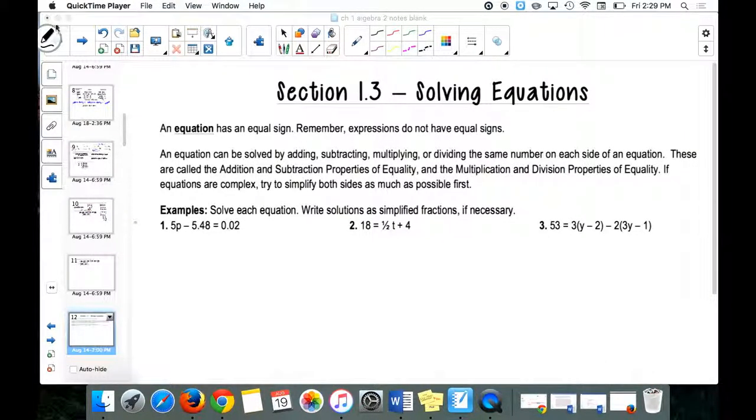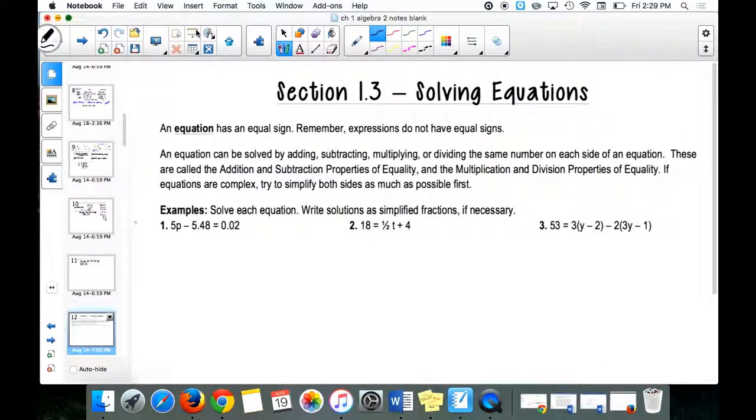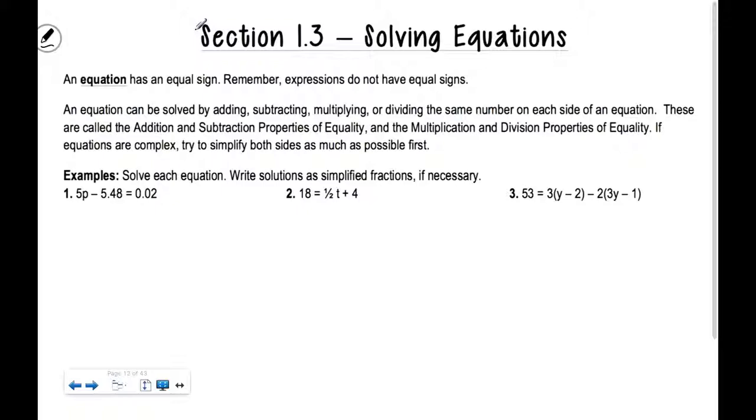All right, so 1.3 is on solving equations. If you think about something really basic, like when you first learned equations in Algebra 1, what you learned was that if you had something like x plus 3 equals 12, you read that in your head as some number added to 3 gives me 12. And you think, what number do I need to add to 3 to get 12? I would need 9, right?